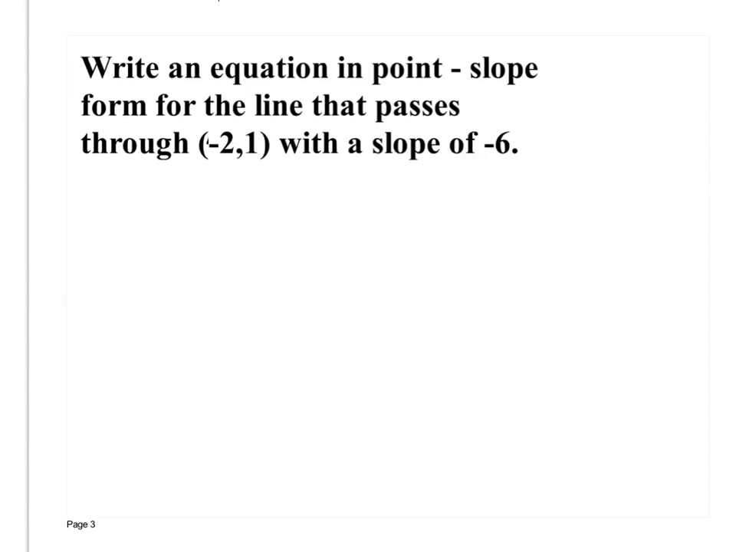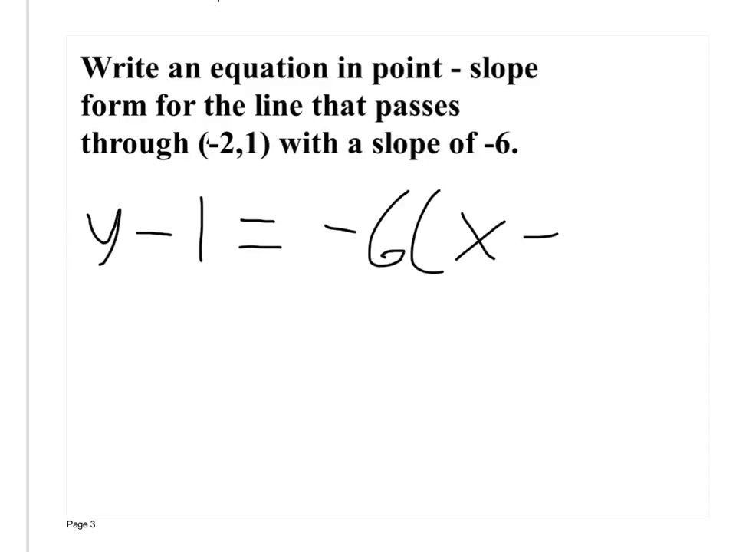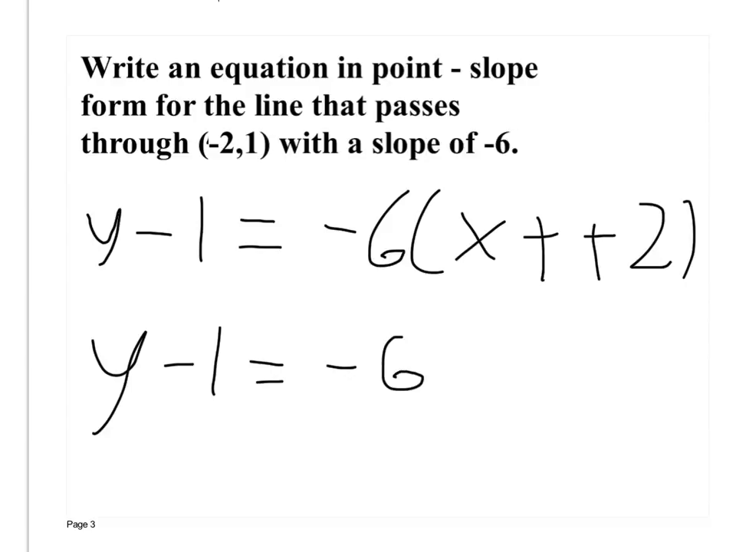Alright, so then I have a line that goes through (-2, 1) with a slope of -6. So y minus y1 will be 1. My slope is -6, and then x minus x1, which is -2. I make that positive because we have 2 negatives side by side, and there's my answer. If I need to graph it, I go to (-2, 1) on a graph, and then go down 6/1.